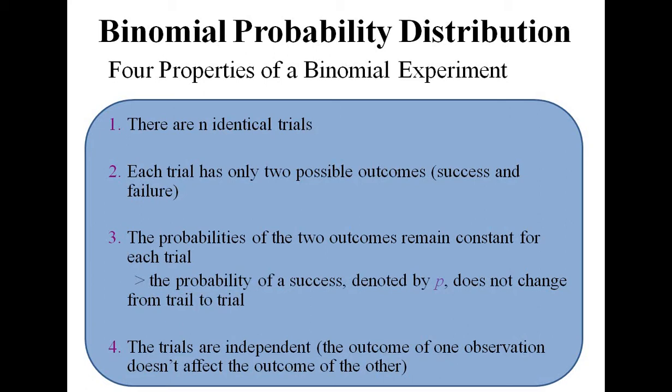success and failure. The probability of the two outcomes remains constant for each trial. The probability of a success, denoted as P, does not change from trial to trial. While the trials are independent, which means the outcome of one observation does not affect the outcome of the other one.